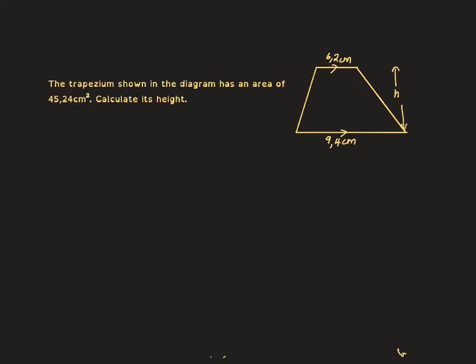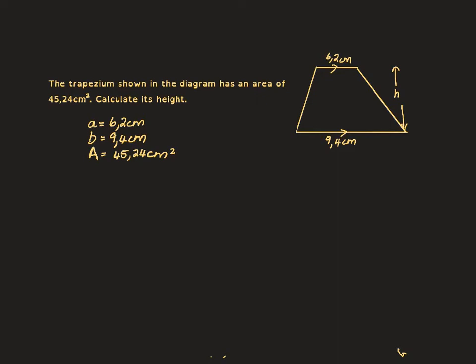The trapezium shown in the diagram has an area of 45,24 centimeters squared. Calculate its height. The first step is to write down the measurements you have. You have the measurements of the two parallel sides, and you also have the measurement of the area. So one of the parallel sides will be a. We'll make that 6.2 centimeters. b will be 9.4 centimeters. And capital A for area is 45,24 centimeters squared.